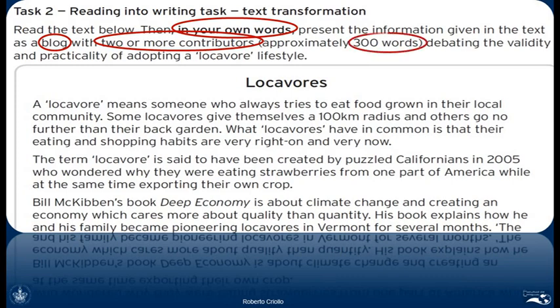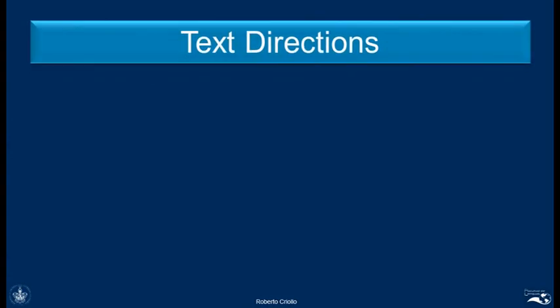And of course they tell you how long the text is going to be, and the communicative function, the thing that you have to do, is to debate the validity and practicality of adopting a local board style. So you can see the instructions are very precise and the person has to write a text. So writing a text is a very integrative and authentic task, but we need to be very careful when we write the instructions because we want to elicit different kinds of elements that we're going to assess.